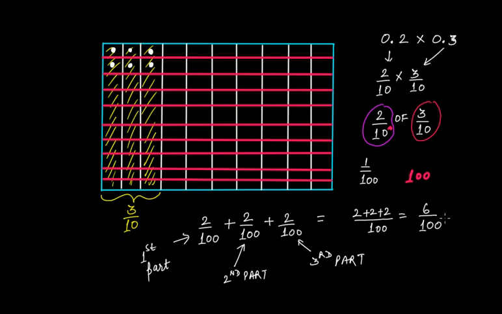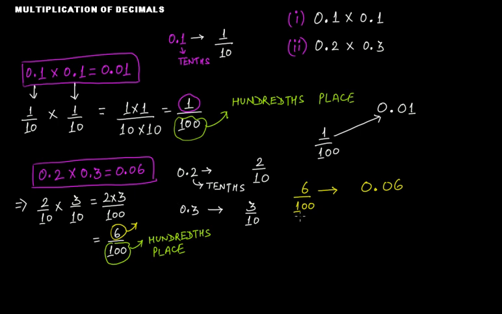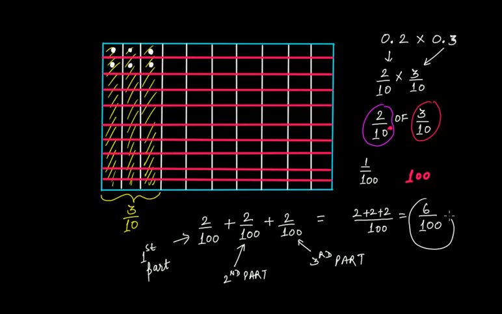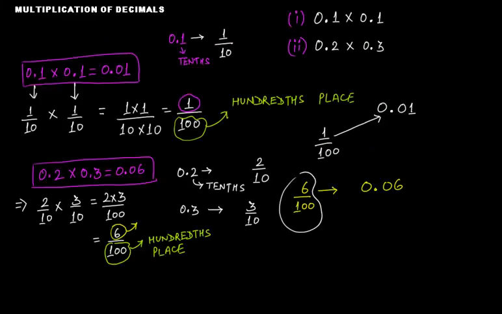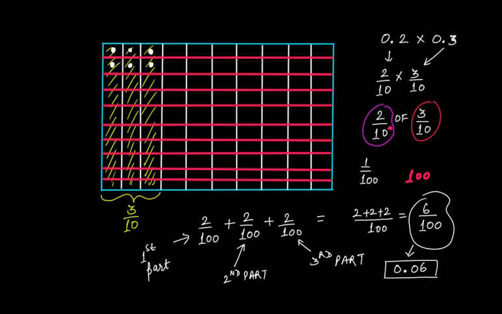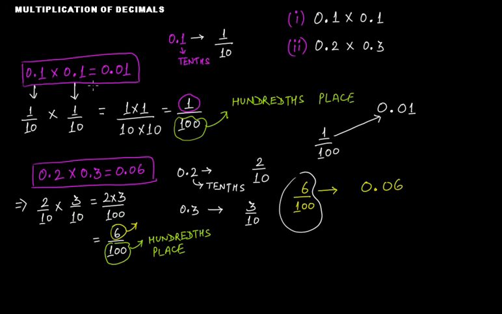You can see that what we got here is 6 over 100, and the same 6 over 100 is here. Now we can write 6 over 100 as 0.06, since we don't have any digit at the tenths place. 6 is at the hundredths place. So this was a pictorial representation of these two individual multiplications.